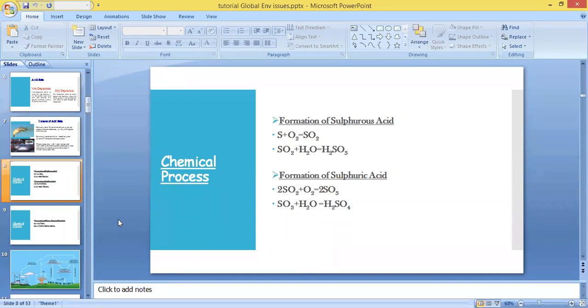And formation of sulfuric acid. Two molecules of SO2 plus O2 give 2SO3, and SO3, when it reacts with H2O, gives rise to H2SO4. So please copy down these equations. They are very important from the exam point of view.